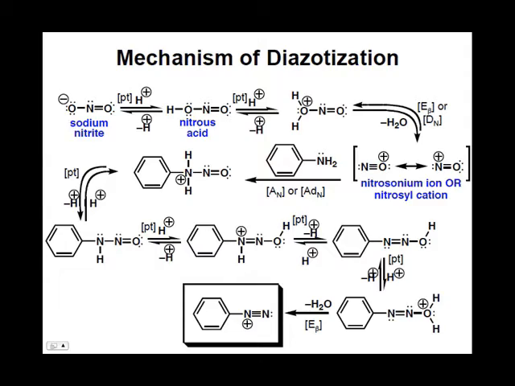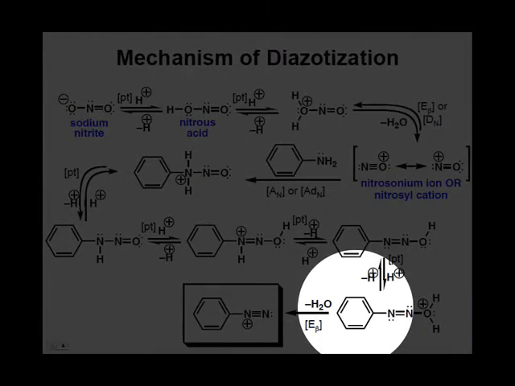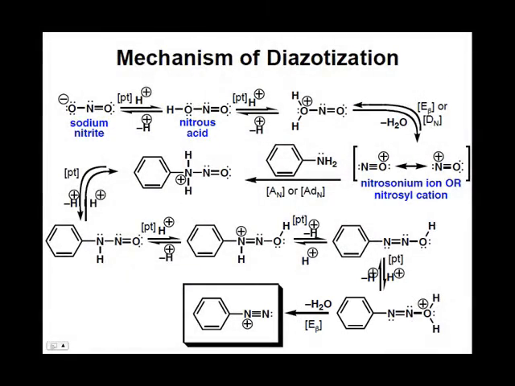A series of proton transfer steps sets up this intermediate to eliminate water in a beta elimination step to yield the diazonium ion. It's important to note that this reaction must be carried out at 0 degrees Celsius because the diazonium ion is unstable at higher temperatures. Also, I would suggest taking this mechanism and practicing pushing the arrows for each step. You can never have enough practice in pushing electrons.